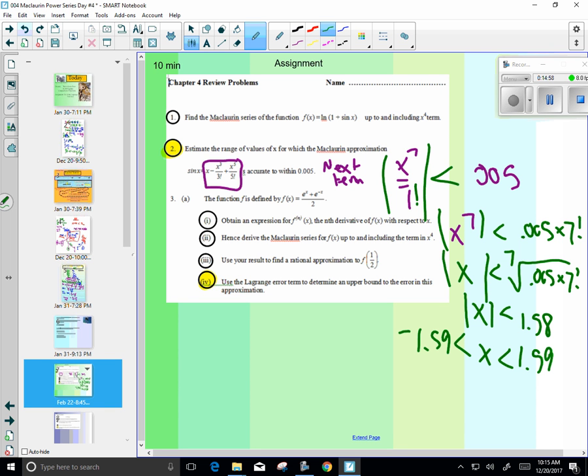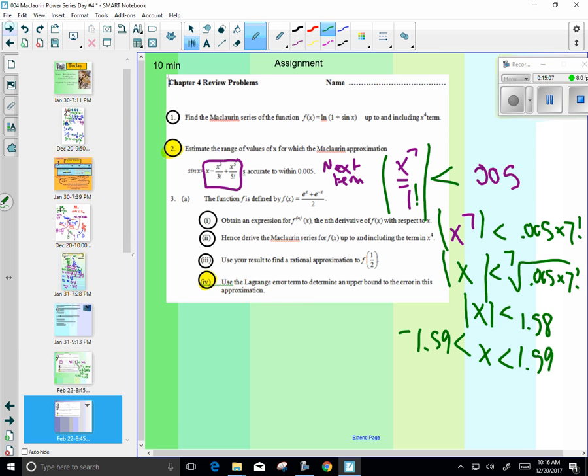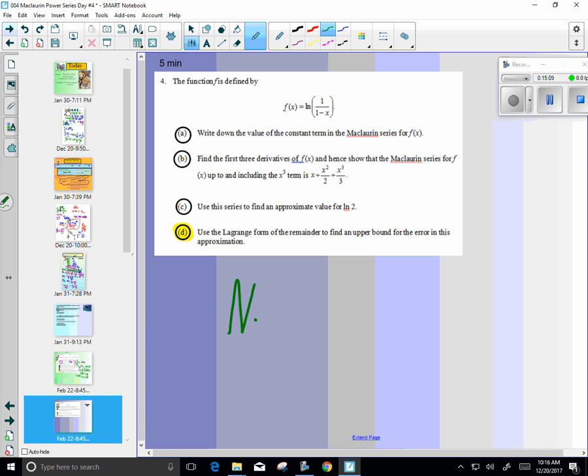For the upper bound, you just find the next term and put a half in for x. In all of these, you take the next term and then put in either a or x for c, and you'll get that Lagrange error. Sorry, we should have a couple of days to do this, but that's how you find that error.